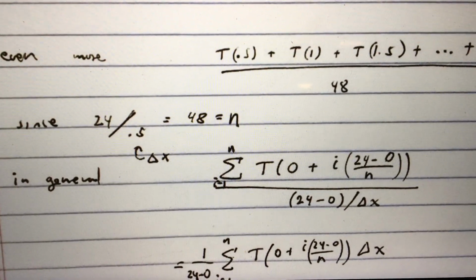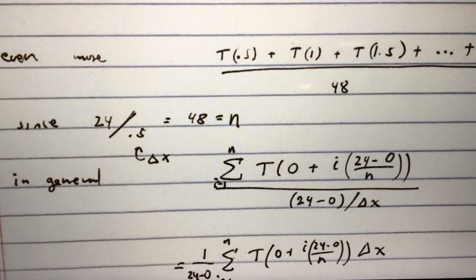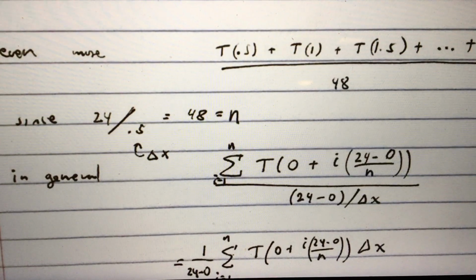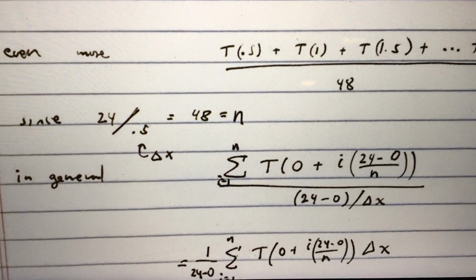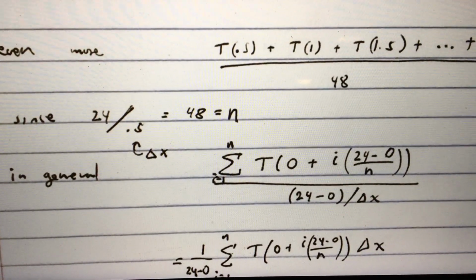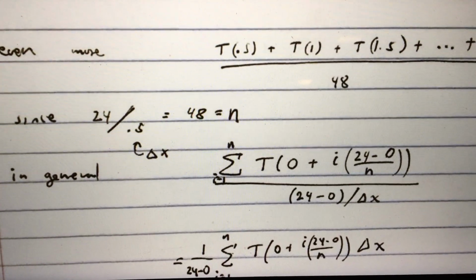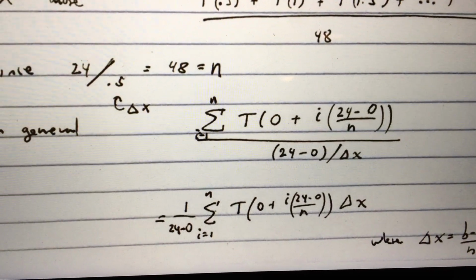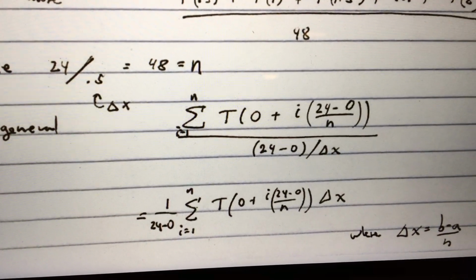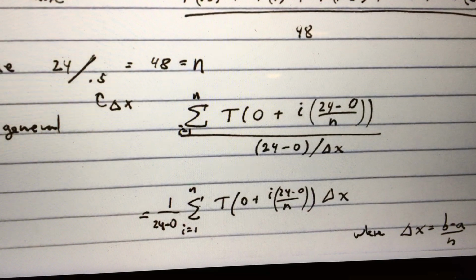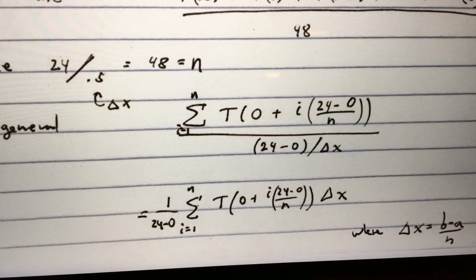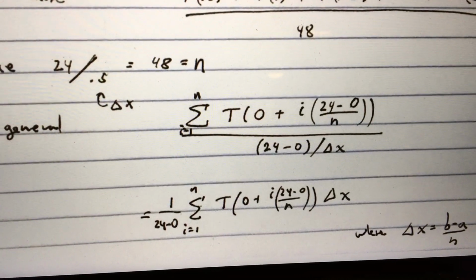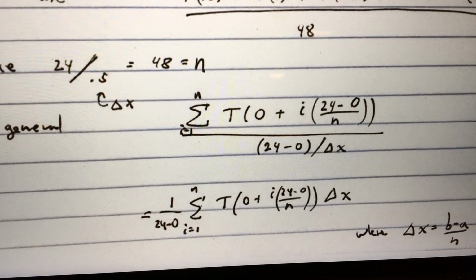But I wrote it in that funny way because I'd actually like to keep it like that, because I want to break it up. I want to take that change in x, and since it's a complex fraction, you can flip it over and write the change in x on top, and then I pull out the 1 over 24 minus 0, and keep the rest of the sum the same. And you can figure out what the change in x is. It's the b minus a over n. That would be the 24 minus 0 divided by n in our example.